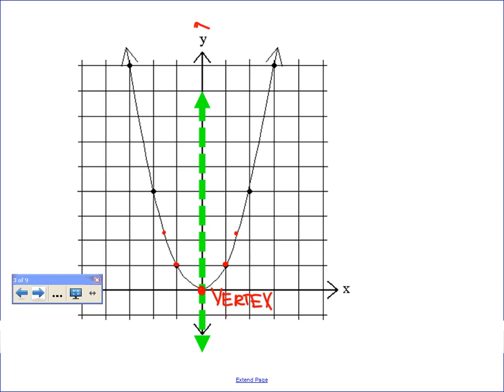The vertex is right here. Let me go ahead and label the axis of symmetry. This is the axis of symmetry. Now let's figure out what those values are.